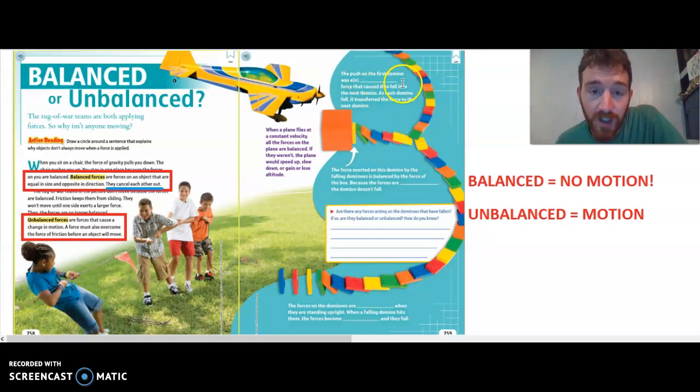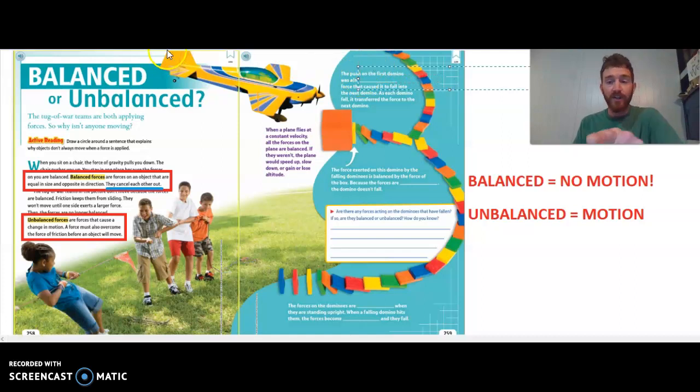So it says the push of the first domino was a blank force. Would that be balanced or unbalanced? That caused it to fall into the next domino. So it causes motion to happen. So what would that be? Would that be balanced or unbalanced? Well, remember what we said, for there to be motion, it has to be an unbalanced force. So this is going to be an unbalanced force.